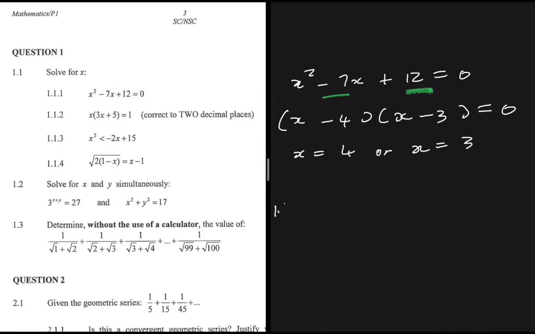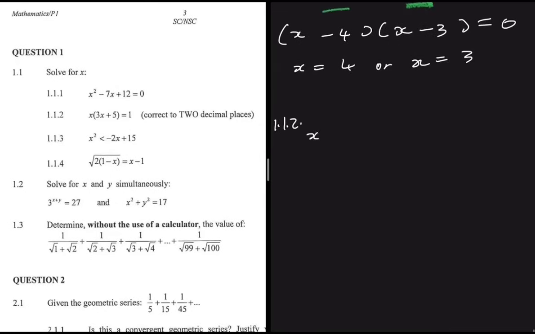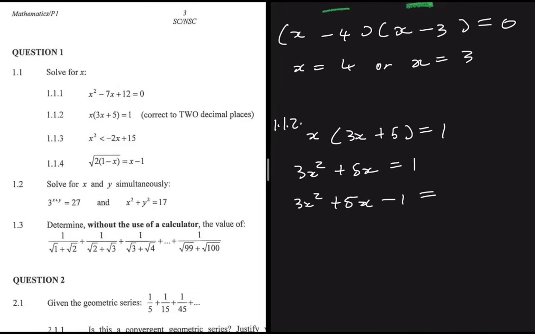And then the following question, 1.1.2, we have x multiplied by 3x plus 5 being equal to 1. We're supposed to solve for x correct to 2 decimal places. As soon as you see 2 decimal places, at this point you should know that you're supposed to use the quadratic formula, right? So let's go ahead and try writing this in standard format. If we solve the left hand side, we're going to get 3x squared plus 5x is equal to 1. We take 1 to the other side to get 3x squared plus 5x minus 1 is equal to 0, right?